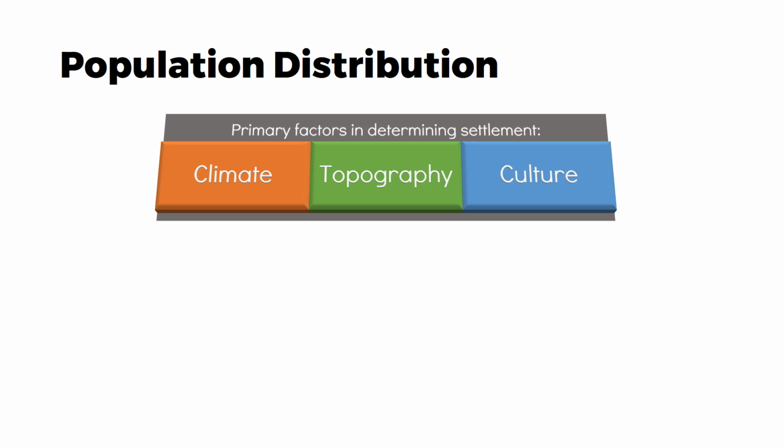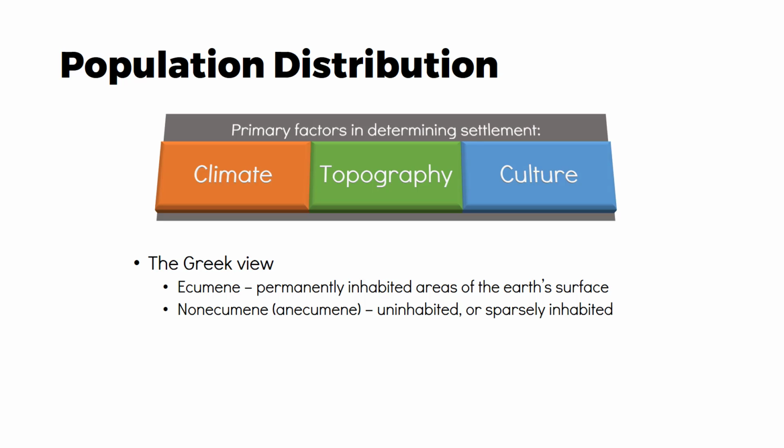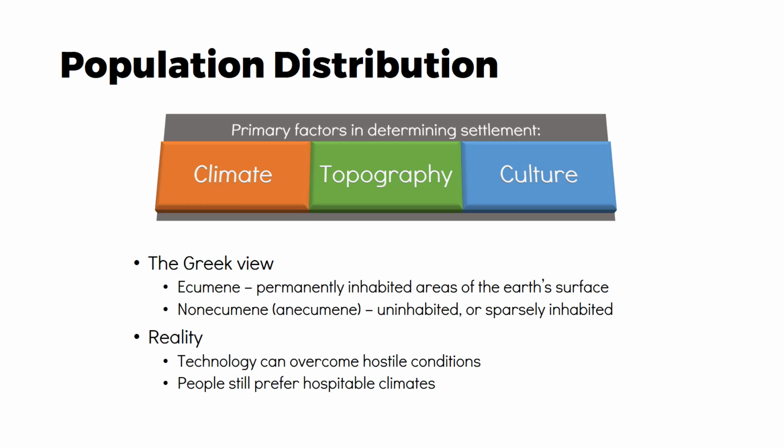There are three basic factors that determine where people live: climate, topography, and culture. We talked about the impacts of climate in an earlier video, and topography can impact how easy or difficult it is to settle an area. Culture can be a little harder to define, but we'll look at that in more detail next week. This broadly relates to the Greek view of ecumene and non-ecumene, based largely on latitude-longitude. But as we saw earlier, it's a little more complicated than that.